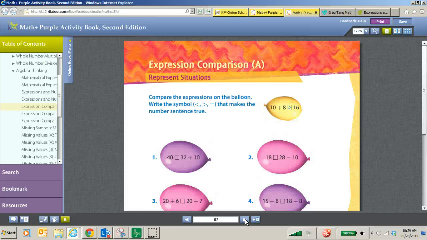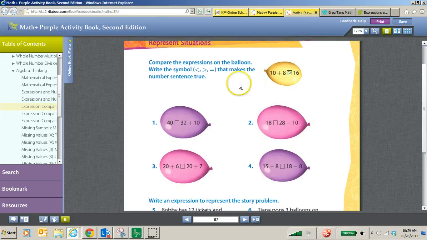Now we're going to get into more comparisons, and so it's not just the equal sign that means the same as. We're going to talk about, is it less than, greater than, or equal to, the same as. So is 40 greater or less than 32 plus 10, which would be 42? 40 is less than 42. We don't want to just teach students the little tricks of the alligator opens his mouth. We want them to really understand less than and greater than.